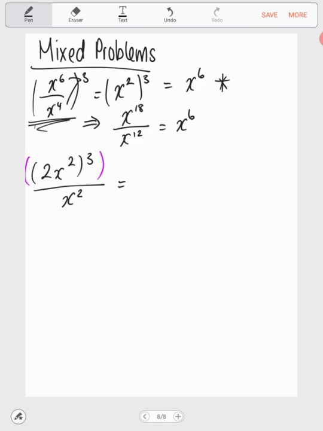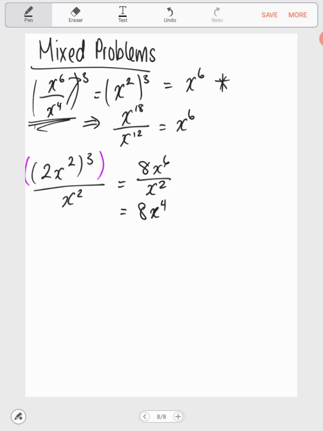The whole fraction was enclosed by the brackets, whereas this has only got the top half enclosed by brackets. So we are going to do 2 to the 3, which is 8, and then we do 2 times 3, which is 6, and we are going to divide that by x squared. We don't have any numbers on the bottom, so we don't have to divide by a number. So now we can do 8, and we write our x, and we do 6 minus 2, which is 4, and that is our answer.